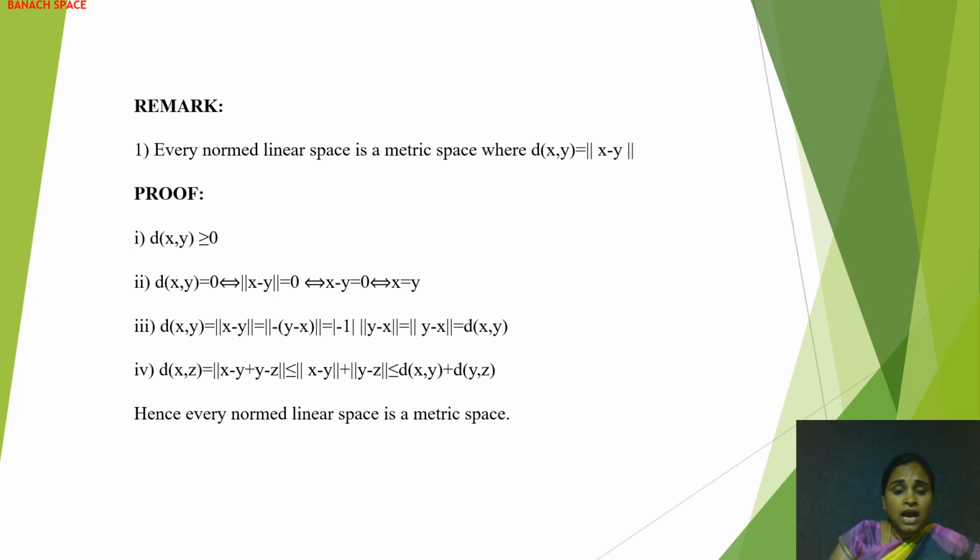And the fourth property, d of x comma z is equal to norm of x minus z, adding and subtracting y. I can write it as norm of x minus y plus y minus z, which is less than or equal to norm x minus y plus norm y minus z. In terms of d, this is less than or equal to d of x comma y plus d of y comma z. Hence, every normed linear space is a metric space.